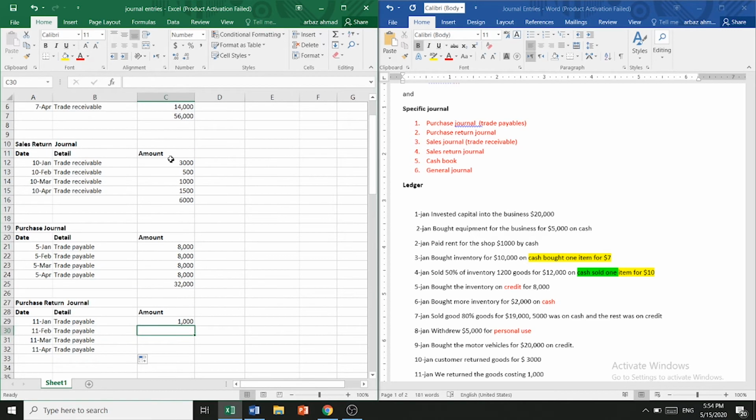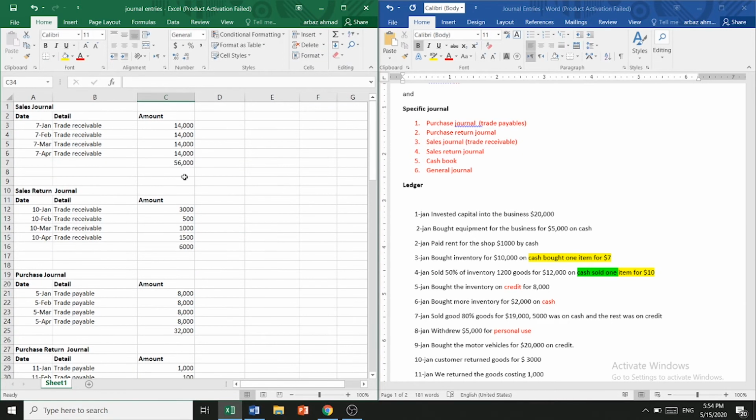My sales return amount is different, therefore my purchase return is also going to be different. Let's say this one is going to be 100, this one is going to be 500, this one is 700, and that was the last amount. That's all, and let's total up the money. Let me put some colors into it so you can see the total clearly.